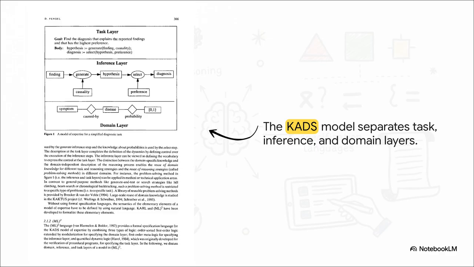Moving up, we hit the inference layer. Now this is where the magic starts. It takes those raw symptoms, generates possible hypotheses, and then systematically selects the most probable diagnosis based on expert preferences.